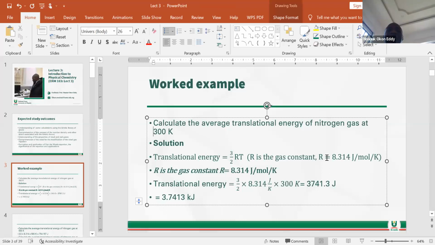So you can see that the gas constant is given. Then the translational energy will be 3/2 times 8.314 times 300. The average translational energy is 3741.3 joule. If you divide that by 1,000, that gives you 3.7413 kilojoule. So that is the average translational energy of nitrogen. The average translational energy of any gas can be calculated using the formula 3/2 RT. So that is the answer.